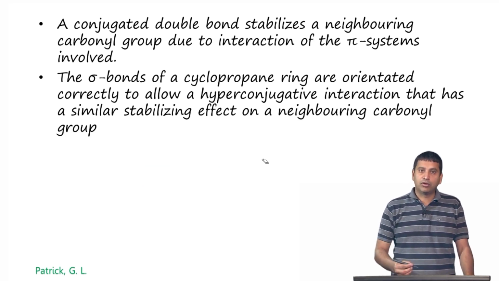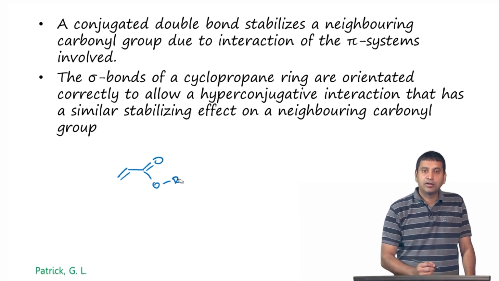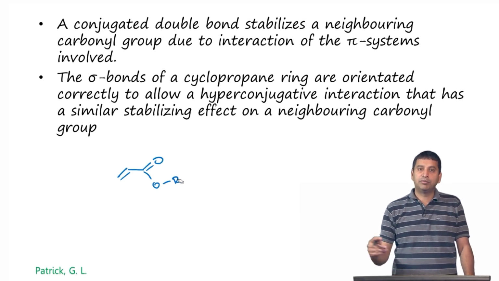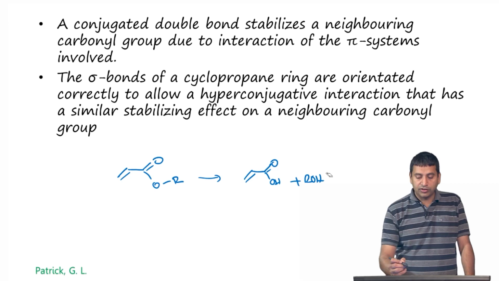You can also have a conjugated double bond. For example, you can make C double bond O, OR, and because of the interaction of the pi system, you can now change the way in which the carboxylic acid is going to hydrolyze. So, you would get OH plus the product as ROH.